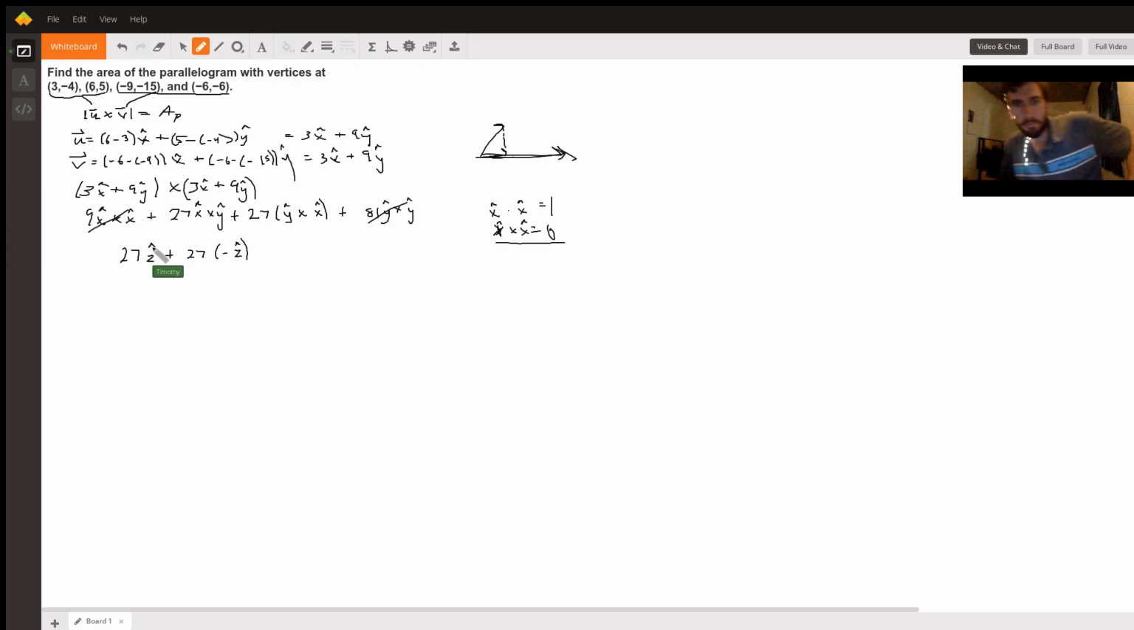Okay. So essentially, if these vectors are overlapping each other, will there be any area in the parallelogram? Well, it sure doesn't seem so, because this is the same thing as taking 27 minus 27, all in the z-hat direction. So your resulting vector, which is u cross v, is equal to 0.